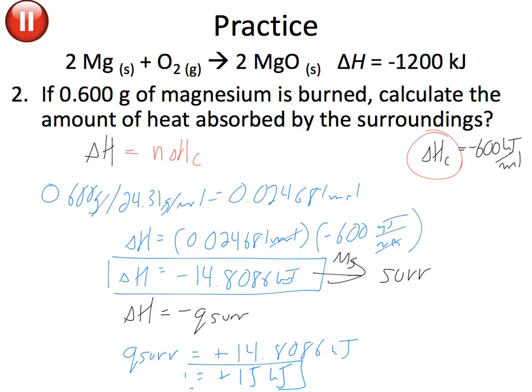Okay, so again, just to recap here, we figured out what our delta HC was from the previous question. We figured out our moles by taking the amount of magnesium divided by the molar mass. We multiplied the two, and we figured out that the magnesium would lose negative 14.8086 kilojoules in heat. Remember that the system and the surroundings are right beside each other. So whatever the system loses will be picked up by the surroundings, shown by this equation here, delta H is equal to negative Q of surroundings, and that means that the surroundings picks up 15 kilojoules of heat.